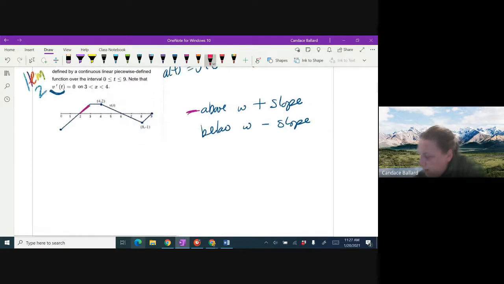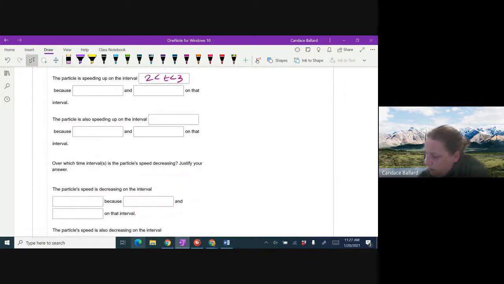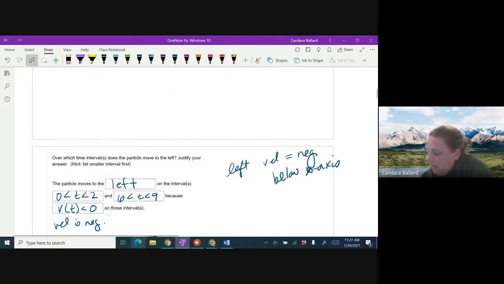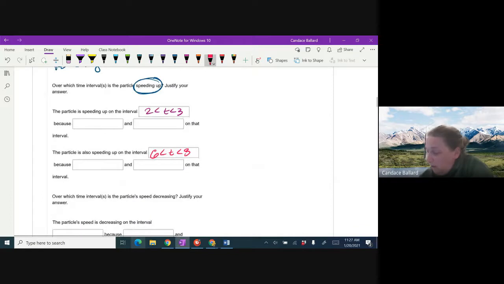Okay. So my negative and below is here. And it's because the reasoning was different. That's why I probably had them separate. So that's from 6 to 8. So 6 less than T less than 8. Okay, so on this one, it would be because the velocity and the acceleration are positive. Here it'd be because they're both negative. So we have to write that in math, right? So because the velocity of T is greater than 0 and the acceleration of T is greater than 0. Here we go the opposite. Velocity of T less than 0, acceleration of T less than 0.